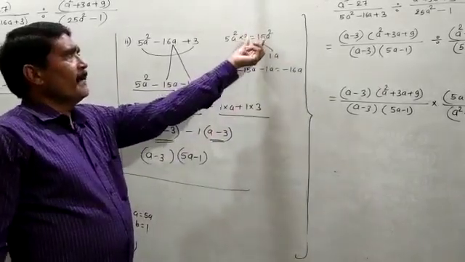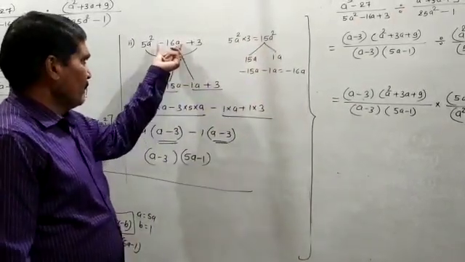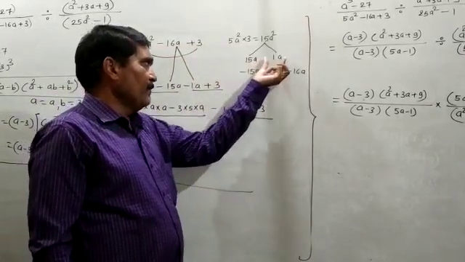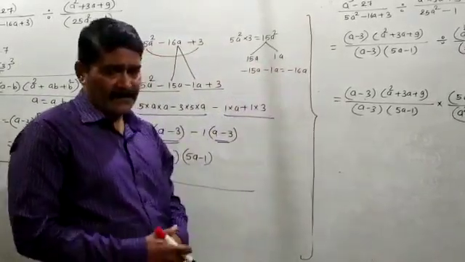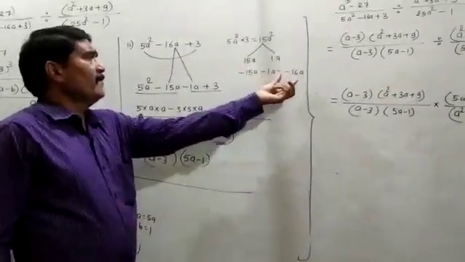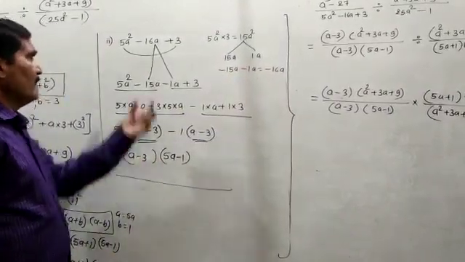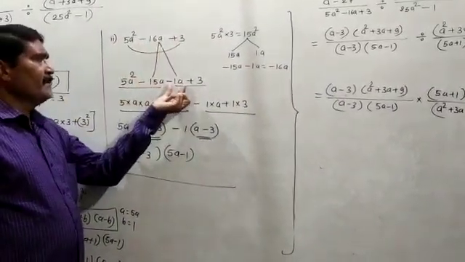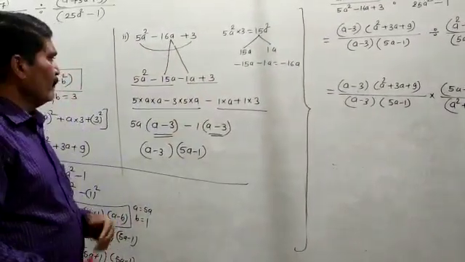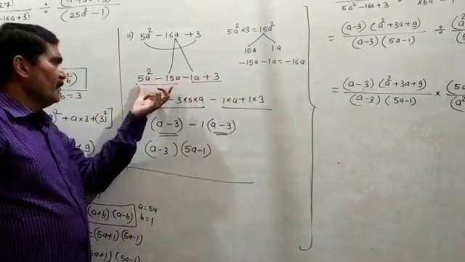I will write the factors of 15 as 15 ones are 15. The middle term is minus 16a, so I will write this as minus 15a minus 1a, which is equal to minus 16a. Write minus 16a as minus 15a minus 1a. First term as it is, last term as it is. Group the first two terms and group the last two terms.